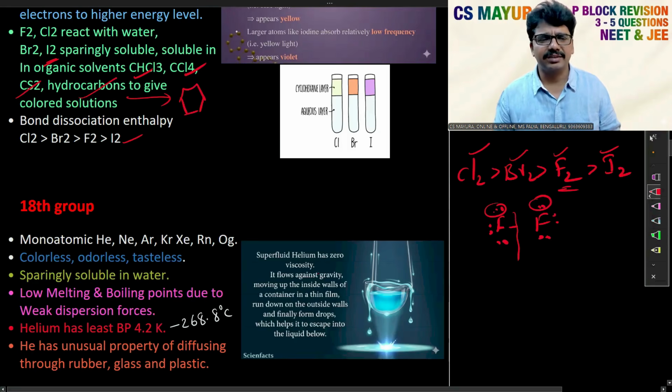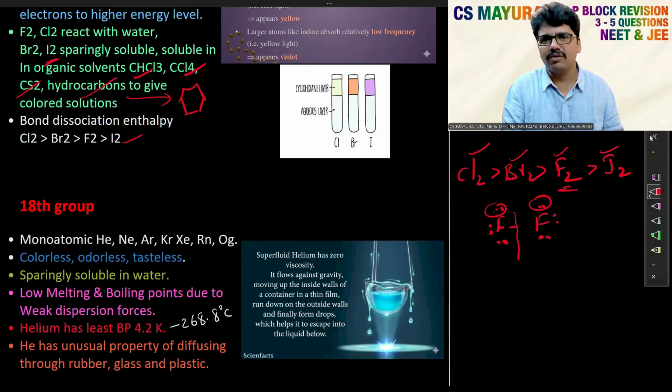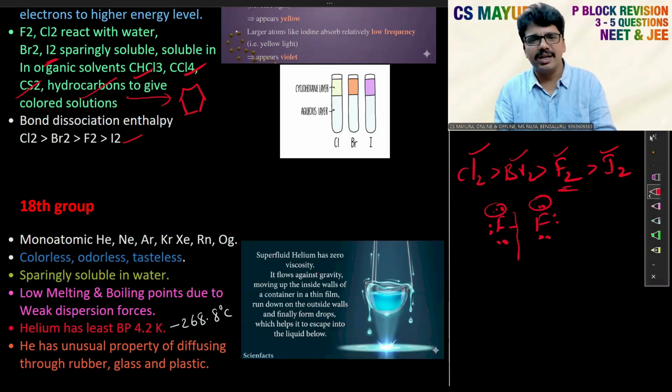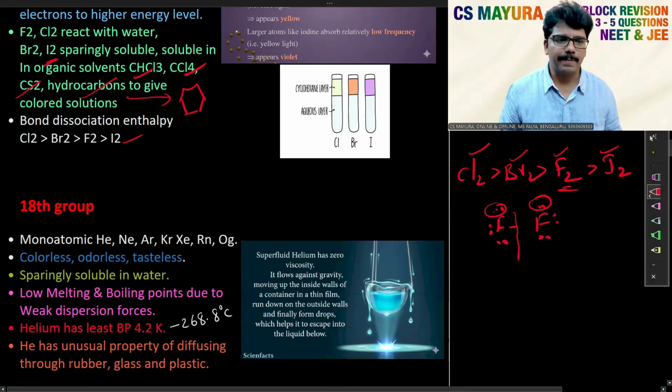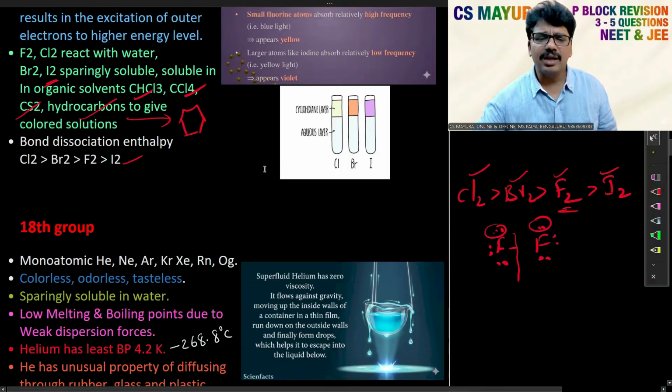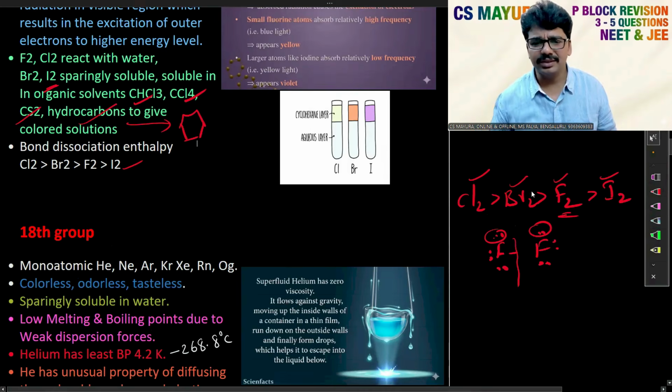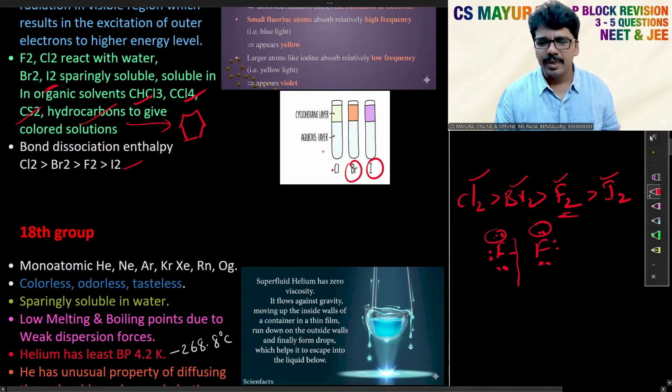Cyclohexane, a hydrocarbon, is one example. Bromine and iodine are less soluble in water and more soluble in organic solvents like chloroform, carbon tetrachloride, carbon disulfide, or cyclohexane. So they are soluble and they form a colored solution. You can see in this diagram that chlorine is dissolved in the cyclohexane, so it is giving the colored layer. Bromine is giving a colored layer. Iodine is also giving a colored layer, right?